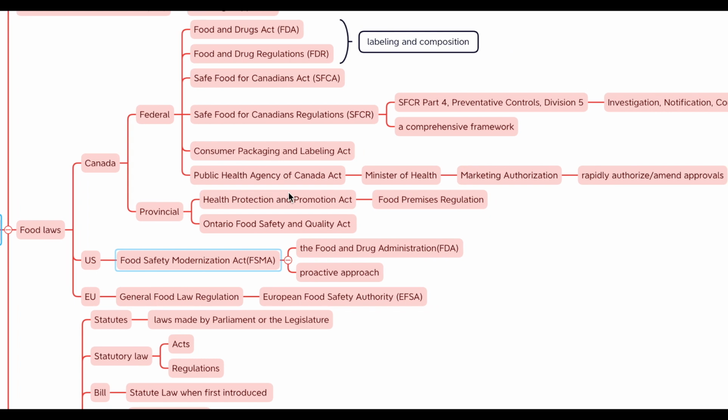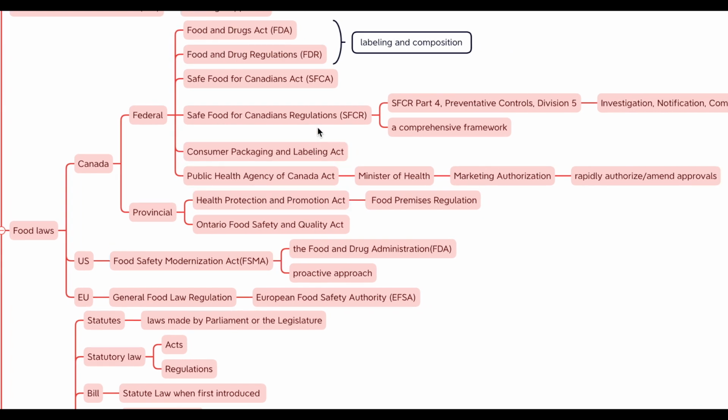And then let's compare the SFCR and the FSMA. Both laws aim to protect consumers and ensure food safety, but they approach it in a slightly different way. Okay, the SFCR focuses on establishing a comprehensive framework, while the FSMA emphasizes a proactive approach to prevent food safety issues.